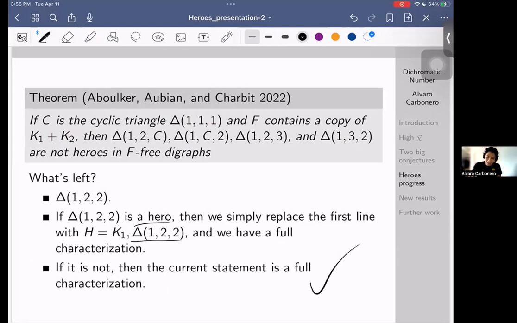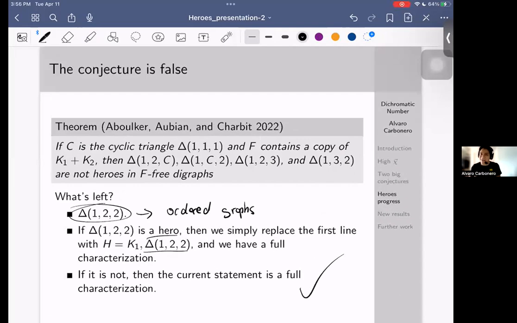By the way, this case can be related to ordered graphs and chi-boundedness in ordered graphs. But that's another subject. We're not going to talk about that. It's surprisingly hard. It's really fun, though. We tried to prove it or disprove it for a long time, my group and I, and it's really hard. Still open though, still open.